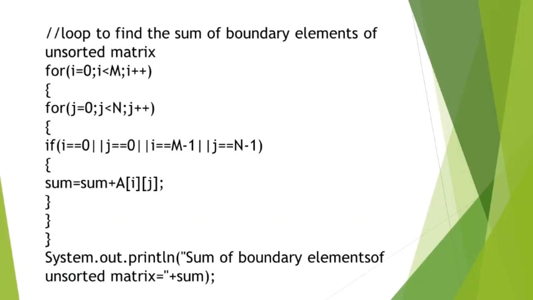So see this loop here. For i equals 0, i less than m, i plus plus; for j equals 0, j less than n, j plus plus. If i double equals 0 or j double equals 0 or i double equals m minus 1 or j double equals n minus 1, if any of these conditions is true, then the variable sum keeps on adding A[i][j]. Whatever elements are present at this position, sum will add those elements to it. Once this for loop is over, we print the sum of boundary elements.